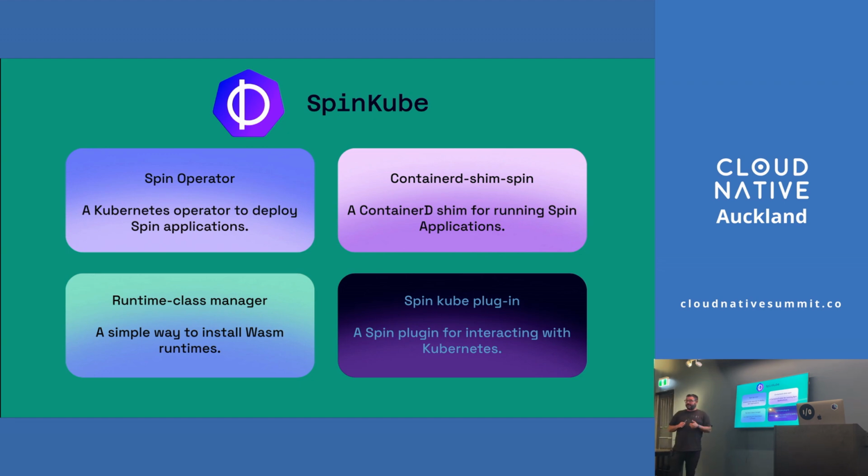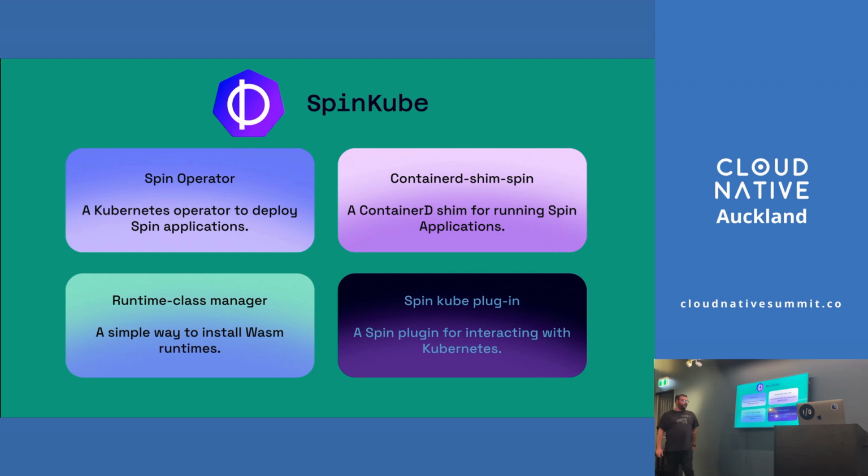The first being the Spin operator. The operator is installed into a cluster, and its job is to manage and deploy your Spin applications inside the cluster and configure them in some respect. Containerd shim Spin is a project that integrates Containerd, or reconfigures Containerd, for running Spin applications. From a Kubernetes standpoint, it looks like a standard pod running a container, but it's actually running a WASM application in a WASM runtime.